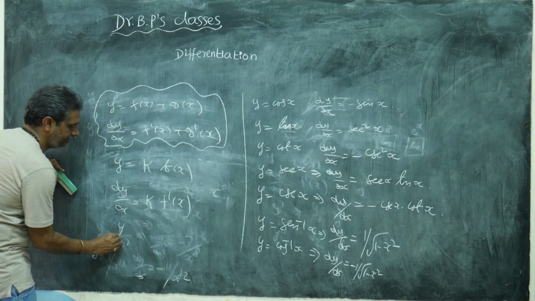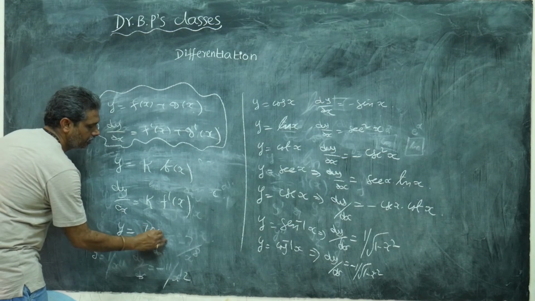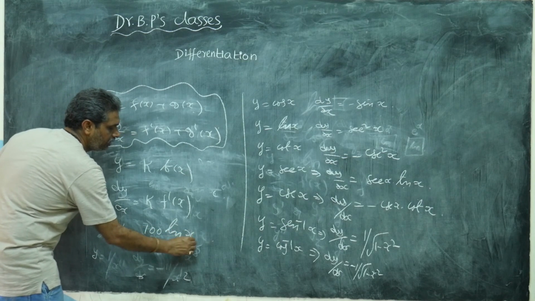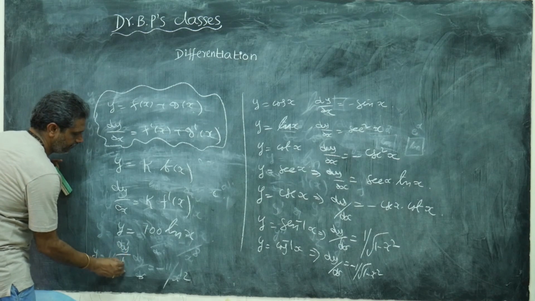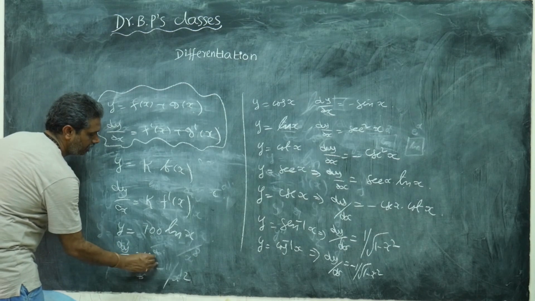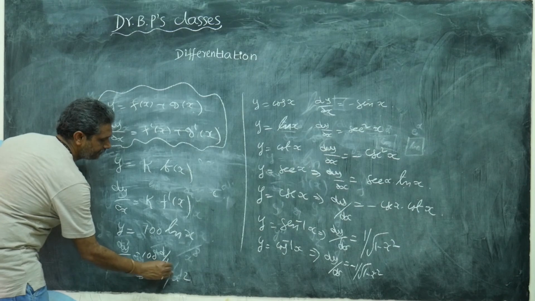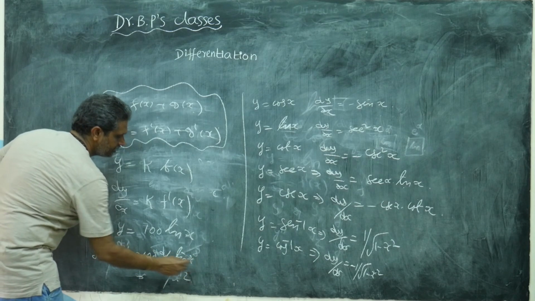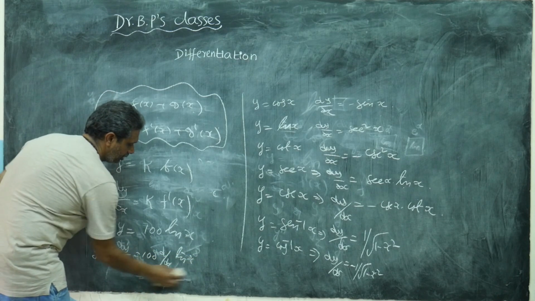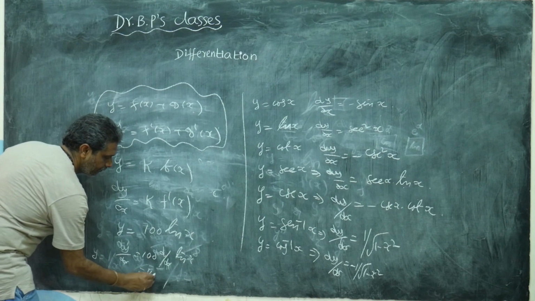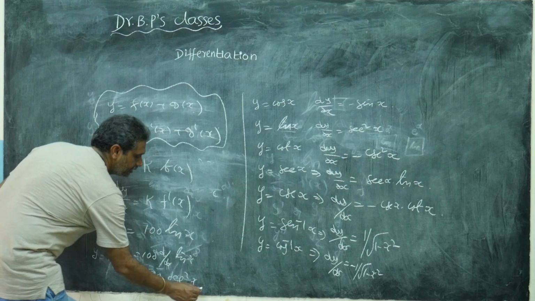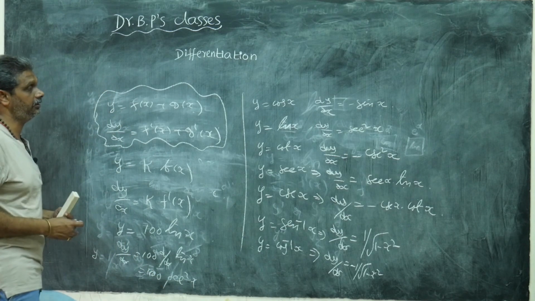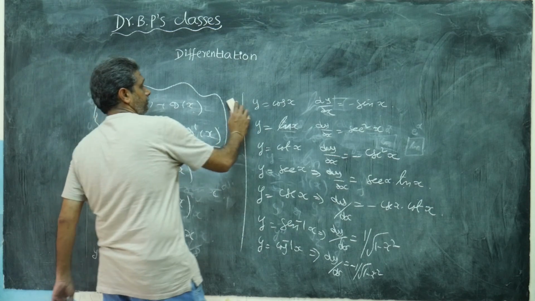Suppose y is equal to 100 tan x. Don't worry about 100 because 100 is a constant. dy by dx, what will you write? 100 into d by dx of tan x. Tan x differentiation we are already familiar with. So what do you know? 100 secant square x, enough. This is the constant rule.